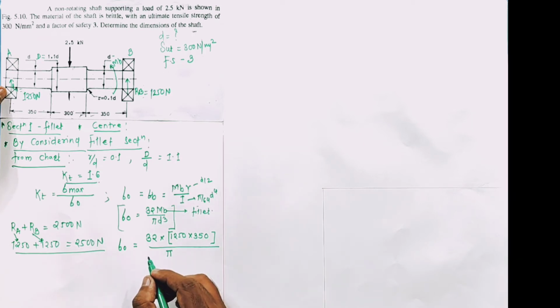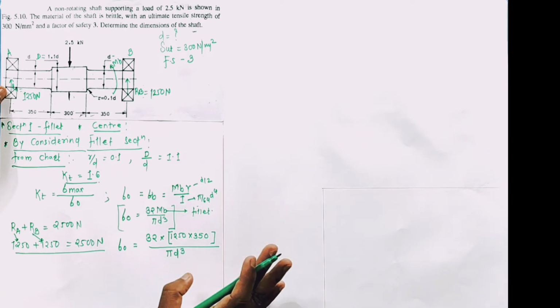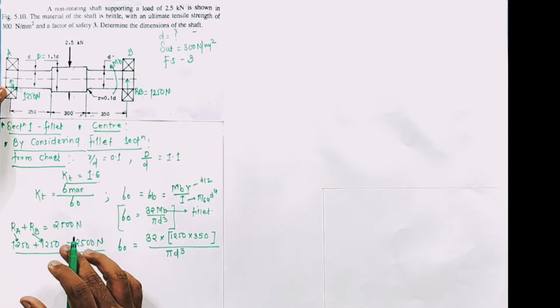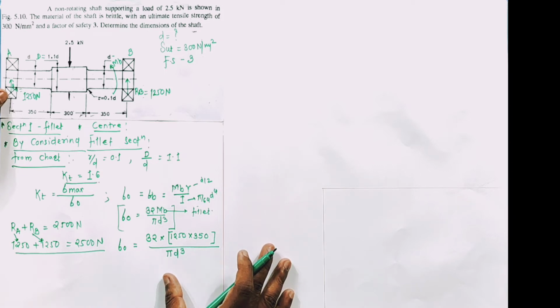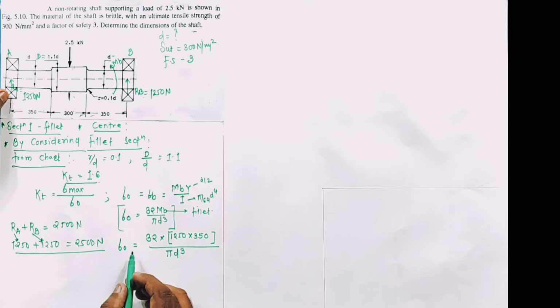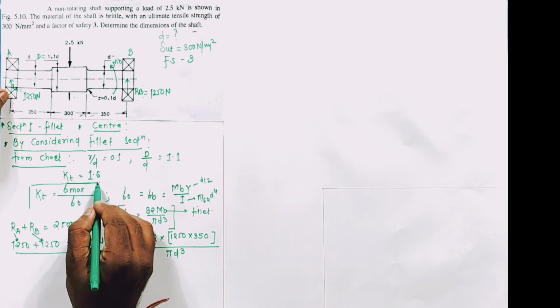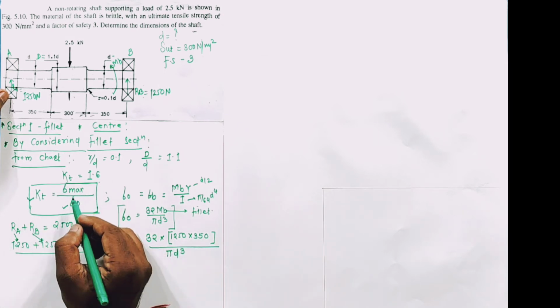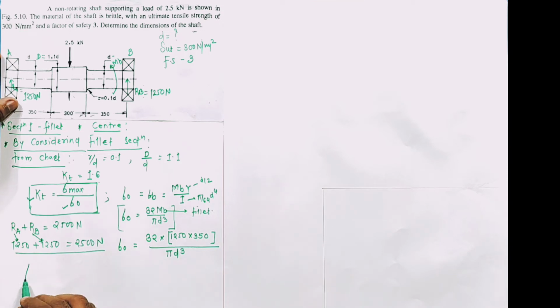Now here is the question, d cube. Correct? So pi d cube, that we don't know right now. So this will be the first parameter which we have calculated for the fillet section. After that, as we know, in this equation we'll get the value of sigma O also, Kt also, and sigma max remains.